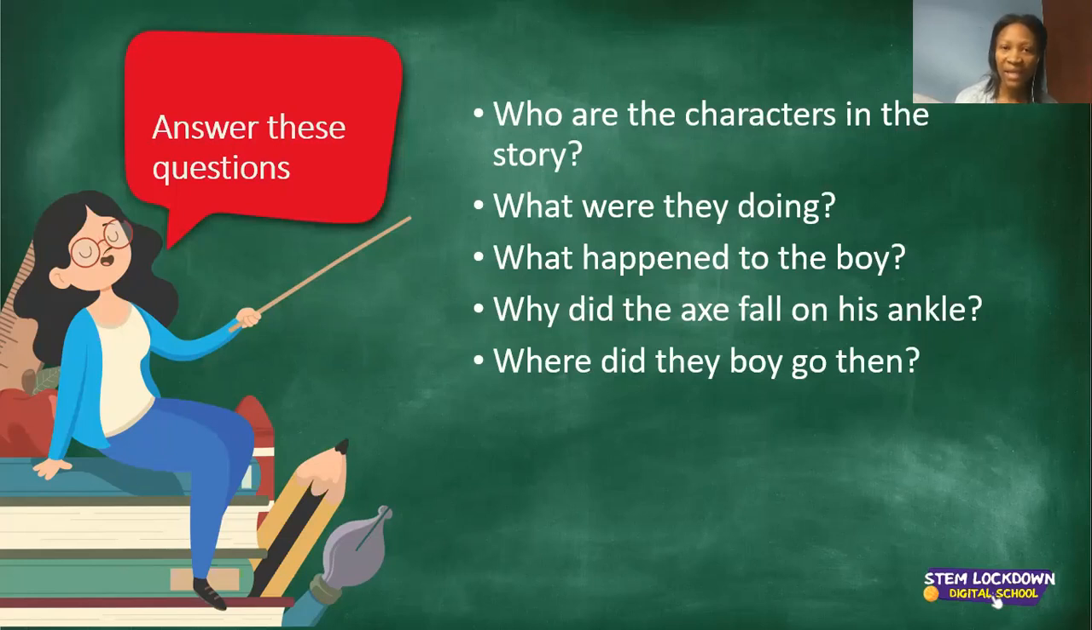Andy and Mandy. That's correct. What were they doing? They were chopping an apple tree. That's correct. What happened to the boy? An axe fell on his ankle. That's correct. Why did the axe fall on his ankle?